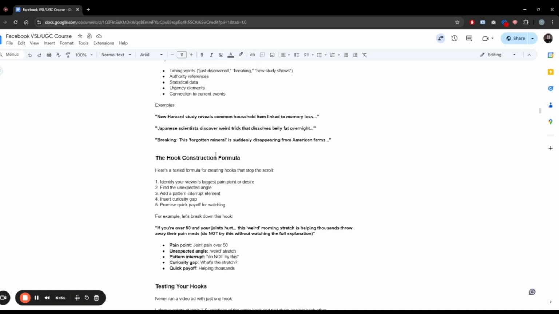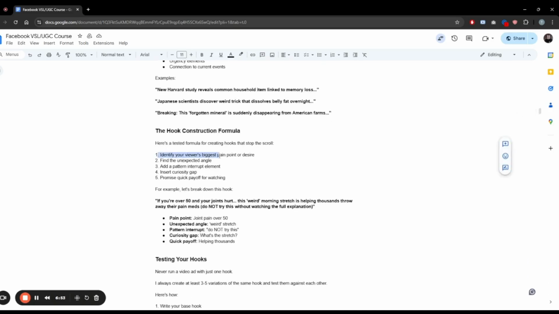And the hook construction formula is this. So you identify your viewer's biggest pain point or desire. You find the unexpected angle. You add a pattern interrupt element. You insert a curiosity gap. And you promise a quick payoff for watching.